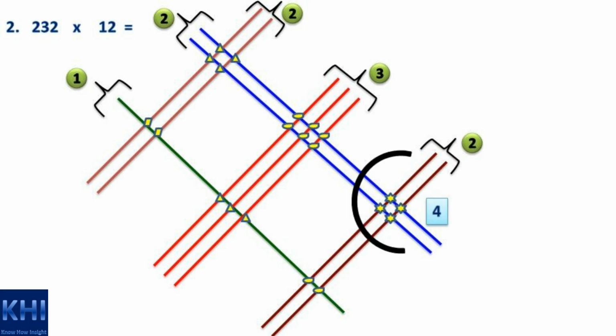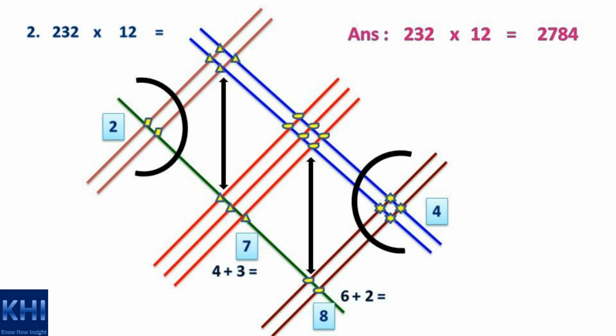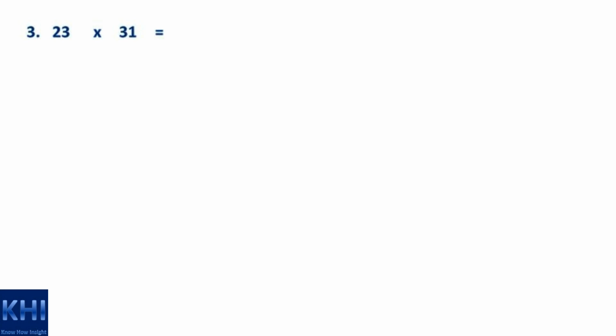Here we have 4 intersecting points at the rightmost side, so 4 is the last part of your answer. In the middle part you have 2 sets of intersecting points. First set has 6 plus 2 points, which gives you 8, and the second set has 4 plus 3, which gives you 7 points. Now the number of intersecting points on the leftmost side is 2, so your answer is 232 multiplied by 12 is equal to 2784.